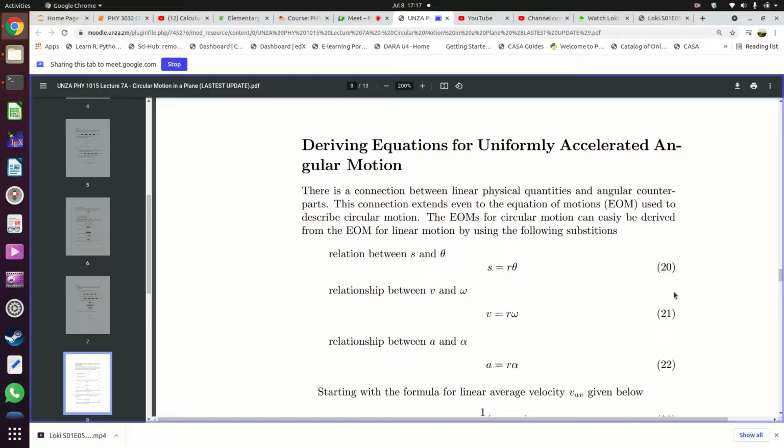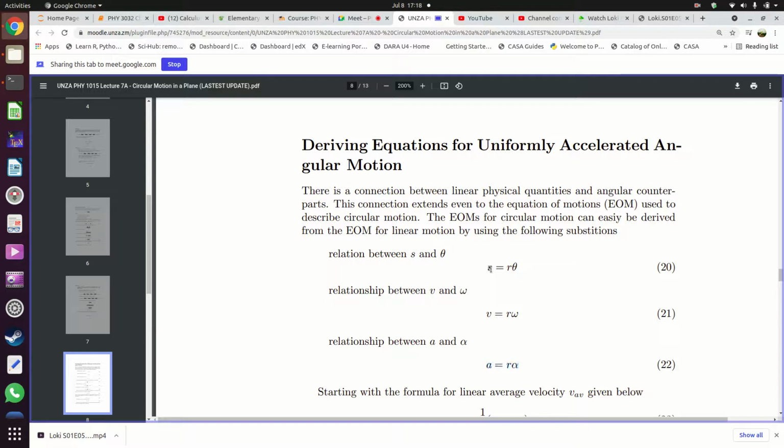So these are the three relationships. From those three relationships, S is equal to R theta, V is equal to R omega, and A is equal to R alpha. These three equations give us a connection between the physical quantities we use to describe motion in a straight line and the physical quantities we use to describe motion in a circle.